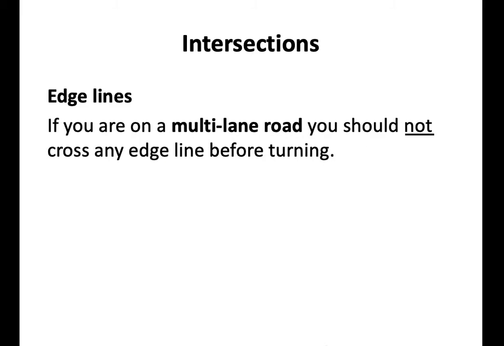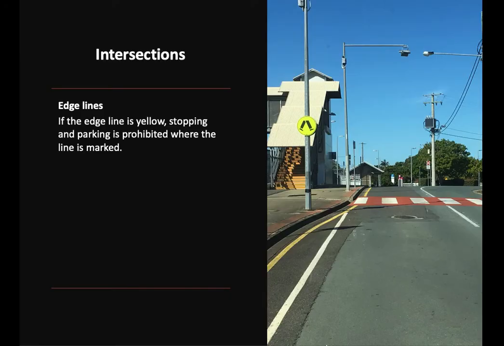If you are on a multi-lane road, you should not cross any edge line before turning. If the edge line is yellow, as seen on the left side of the picture there, stopping and parking is prohibited where the line is marked. Now that's Lawnton train station, so that's a very busy area, especially early in the morning and late in the afternoon.